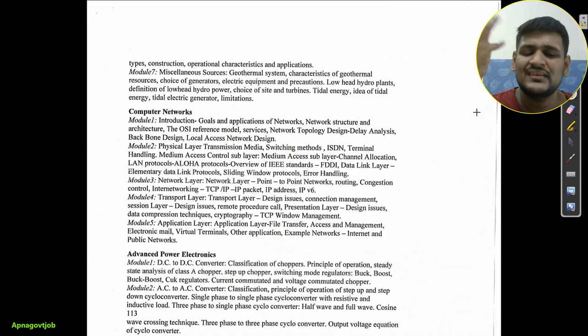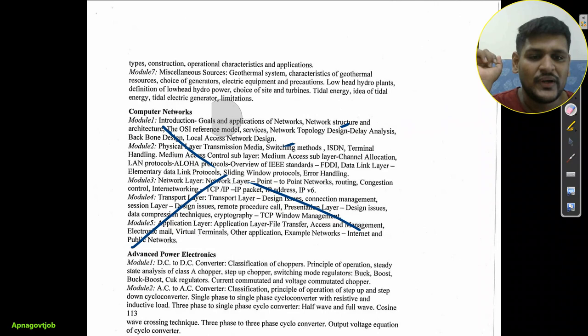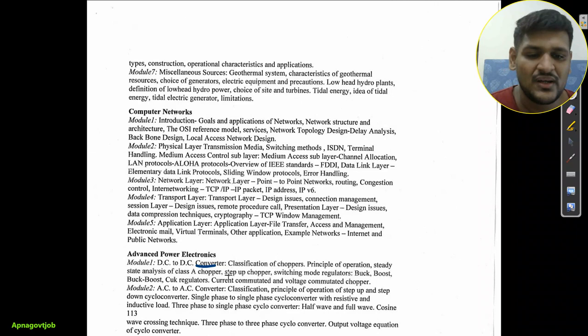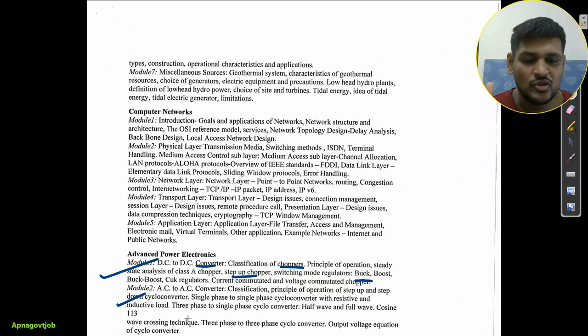Advanced power electronics, yeah, this thing you need to do, okay, and it is important for you. So DC to DC converters, then AC to DC converters, already you know, cycloconverters and those things. Then classification of choppers, okay, everything you will do in your power electronics part. Buck boost converter, all these are important, mode 1, mode 2 also.